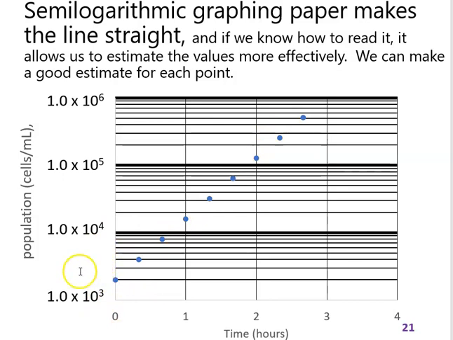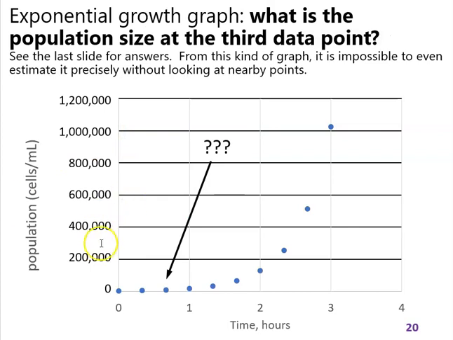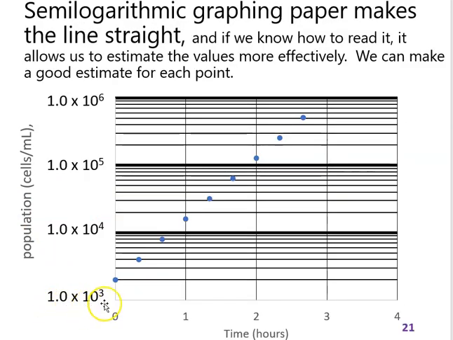So I want to walk you through how to use a semi-logarithmic graph. You notice this odd pattern of the lines. They're not evenly spaced the way what we call an arithmetic graph is, like this one. This has evenly spaced lines, and here you go up by the same number each time. You're always going up by 200,000, another 200,000, another 200,000. Here, you're not doing that.